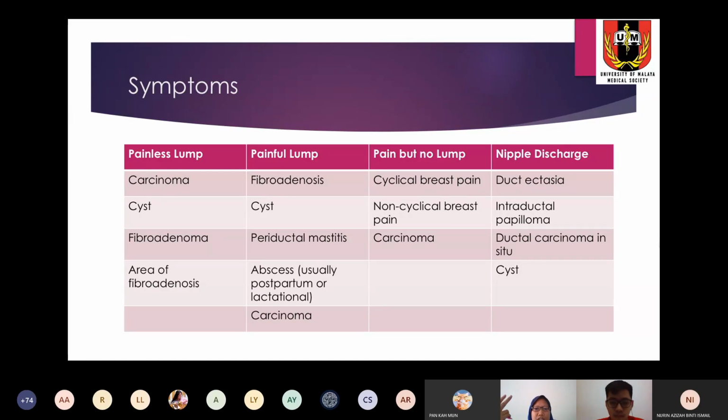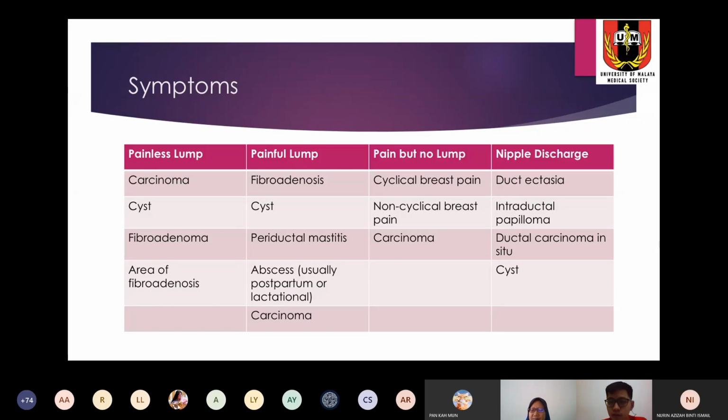So what are the radiological investigations that you know of? Ultrasound, and also mammogram. Okay, so these 2 things, and then you proceed with your biopsy, which is your histopathology. It can be fine needle aspiration, excisional biopsy, incisional biopsy, or core needle biopsy. Okay, so these are the three things about the triple assessment.